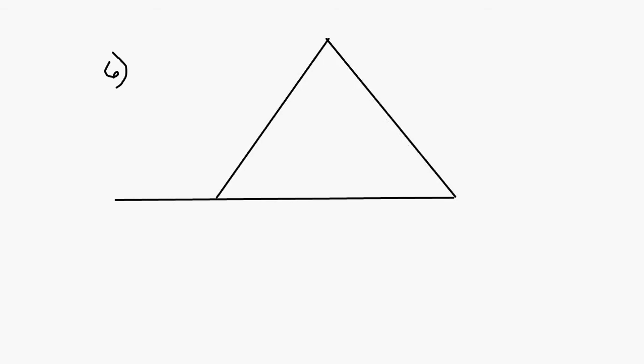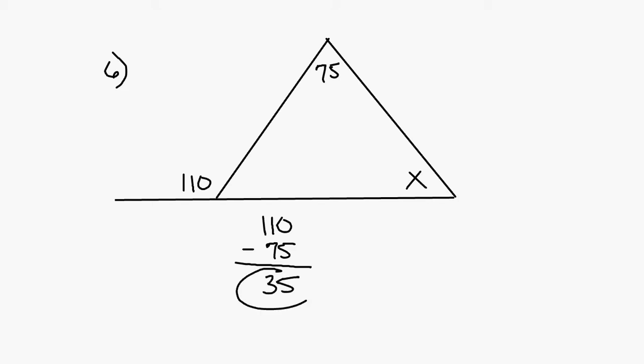Number 6, you can probably do that one while I'm drawing it. An exterior angle is equal to the sum of its 2 remote interior angles. So this outside angle here, that's 110, and you've got an interior that's 75, and you're looking for the value of x. 110 minus 75 equals this other interior angle. So what's 110 minus 75? 35. So this is 35 degrees, yes.